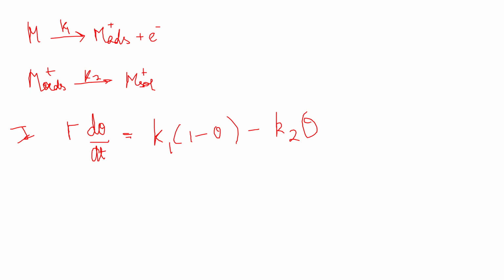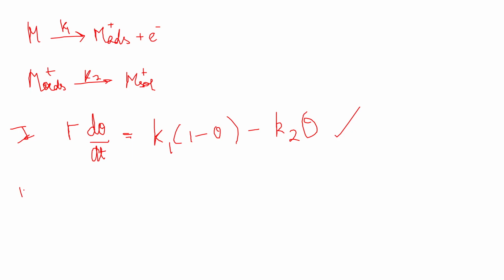So in the first reaction, as time is passing, M adsorbed is forming, that is, the theta concentration keeps on increasing. So it will be the positive of K1 into 1 minus theta. While in the next step, the M adsorbed is getting continuously consumed, that is, theta is reducing over time, so it will be nothing but minus K2 into theta. That's why we are writing minus. Okay, so this is the first step.